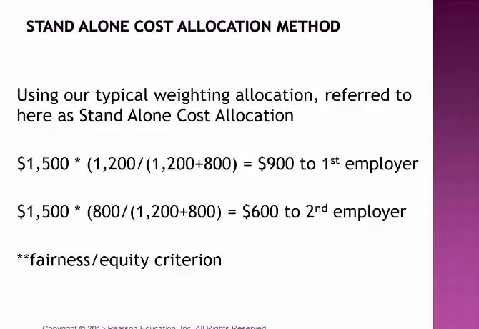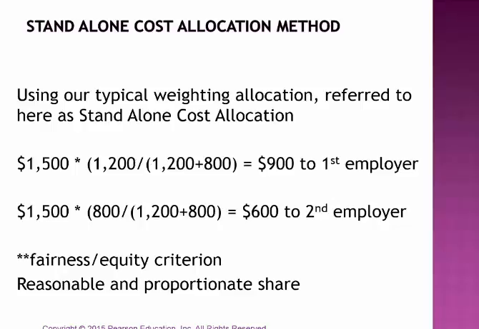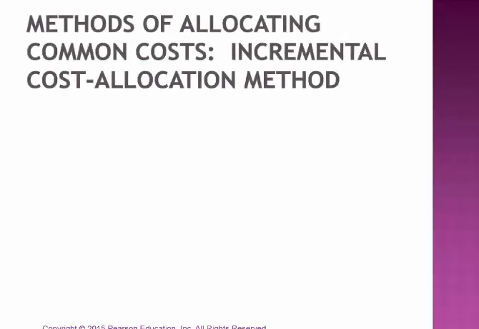This one relates back to that fairness and equity criterion that we talked about earlier. Of course, this is a reasonable way of allocating this out, and each one of those potential employers gets their proportionate share. Okay? Easy peasy, right? Let's look at a second one.